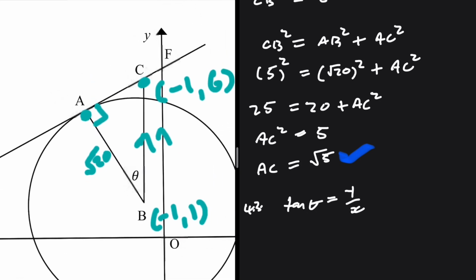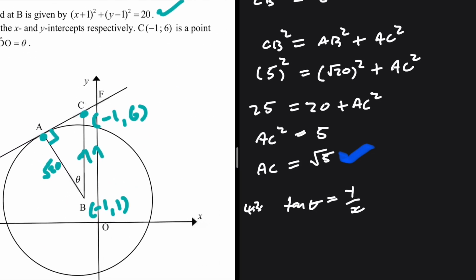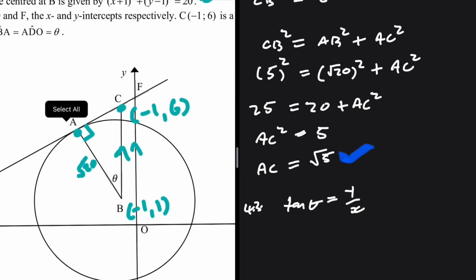I was trying to rotate this diagram, but it seems impossible to do that. Okay, but then this is our theta. The adjacent, which is going to be our x, is square root of 20. And the opposite, which is going to be our y, is AC. And we know that AC is square root of 5.